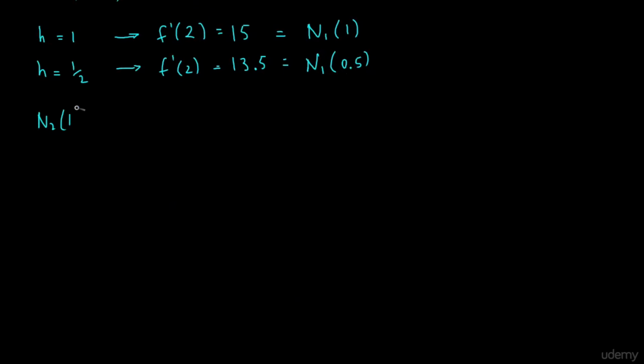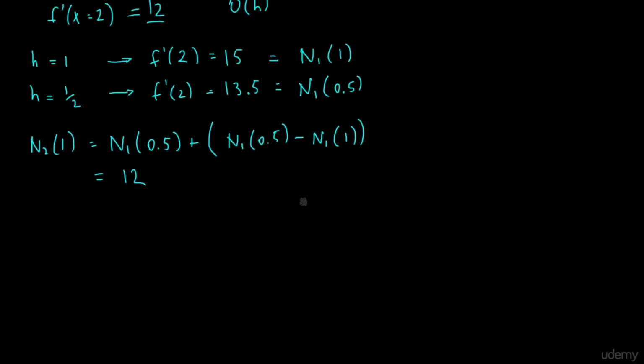N2 of 1 is going to be defined as N1 of 0.5 plus N1 of 0.5 minus N1 of 1. We can try plugging in these values, and what we actually get, surprisingly enough, is the value of 12. Go ahead and plug in these values if you don't believe me.